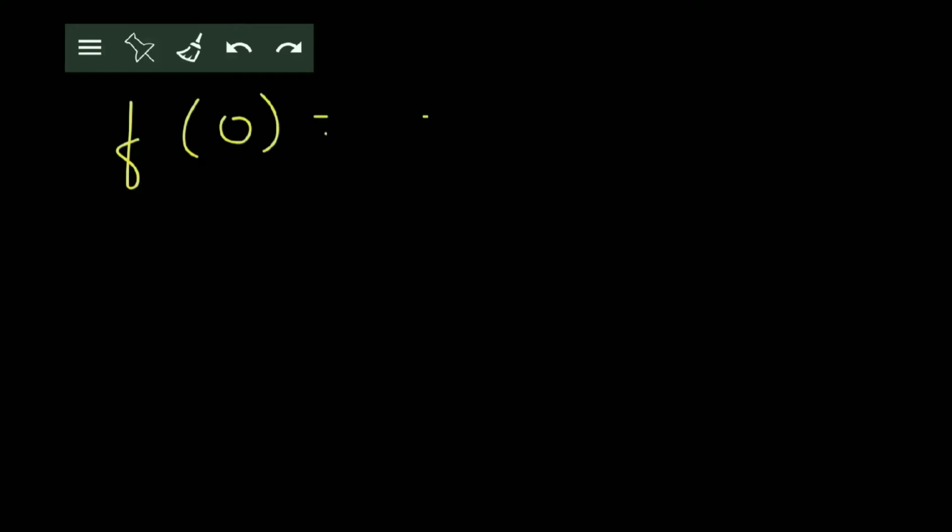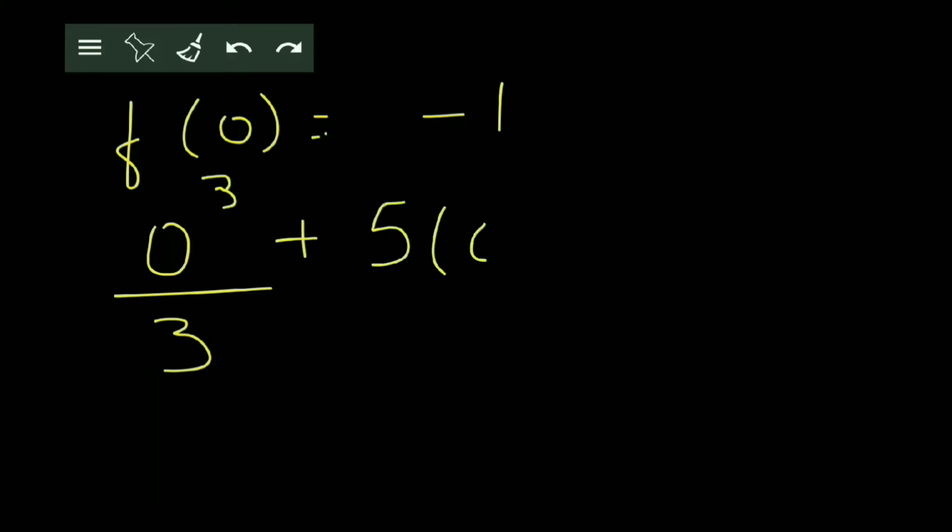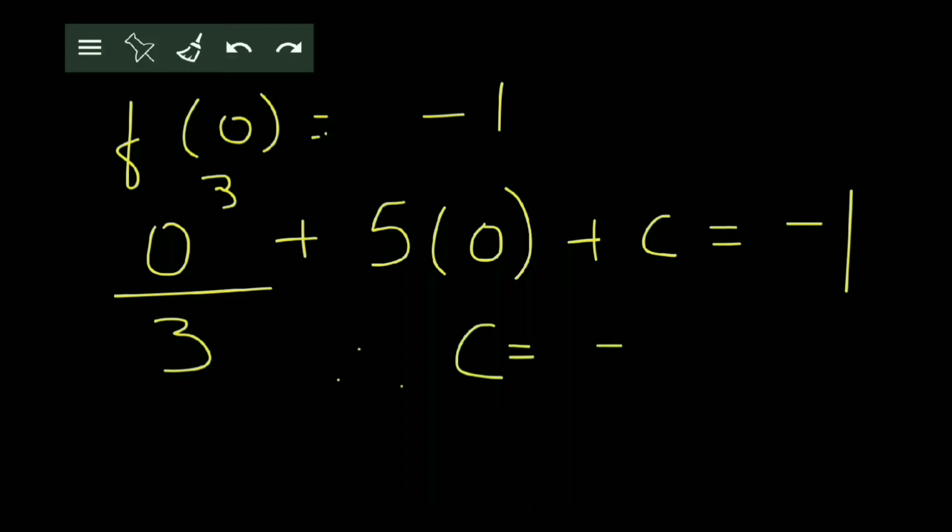So f(0) is minus 1. So f(0) means what? In the term f(x), we substitute x as 0. So this becomes this way. f(x) was x cube upon 3 plus 5x plus c. So f(0) becomes 0 cube upon 3 plus 5 into 0 plus c. Now they have given that it is equal to minus 1. So all the 0 terms become 0, and thus we get c is equal to minus 1.